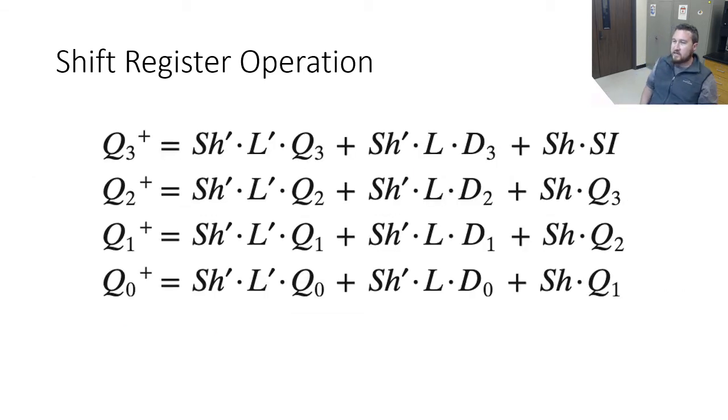So now we can take a look and see those expressions. Q3 is exactly what we just drew: Q3 and SH prime and L prime, D3 and load and SH prime, and then serial in and SH all the way down the list. Any questions about the characteristic equations for these guys?